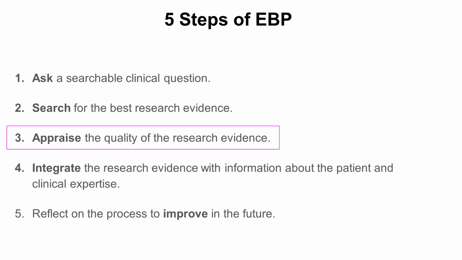If you remember back to the first class, we talked about the fact that there were 5 steps in evidence-based practice. Those 5 steps are listed here. And if you remember, I said that for the purpose of this semester, we're going to work on step number 3, appraising the quality of the research evidence. In order to do this, I need to give you the answers for step 1 and step 2, which I'll do on the following slides.